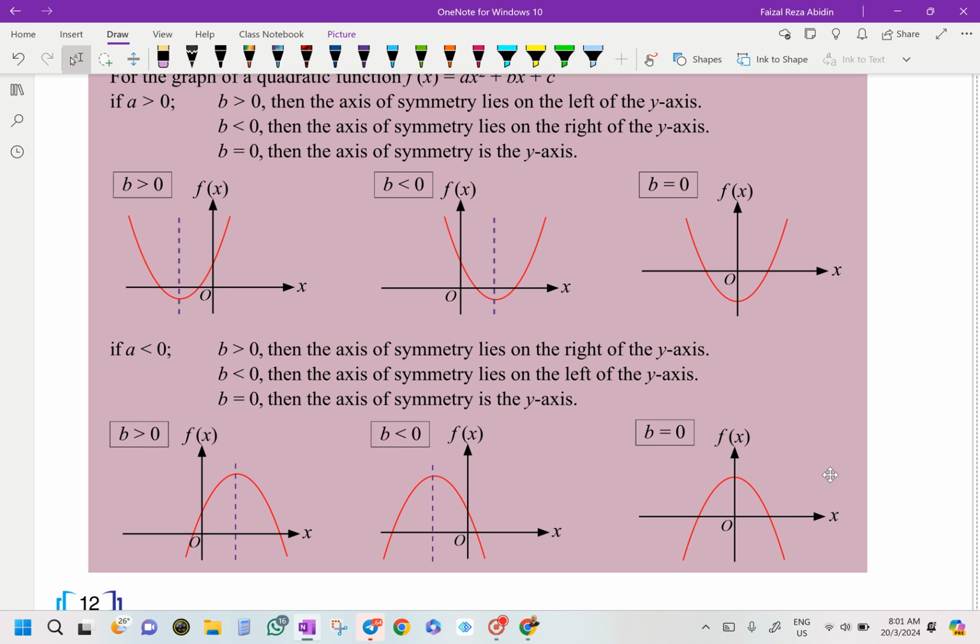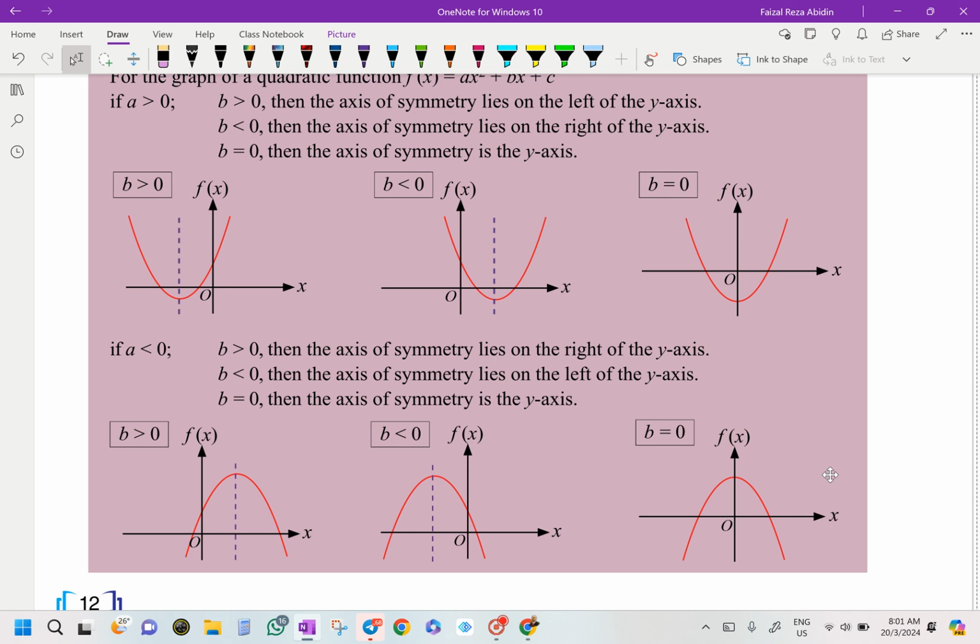Cuba tengok. B equals to 0 sama. But B more than 0. Okay, the axis of symmetry lies on the right. Dia akan tengok macam ni. Nampak tak? B lebih besar dari kosong, B lebih kecil dari kosong. A lebih besar dari kosong, A lebih kecil dari kosong. Dia cross. Terbalik.